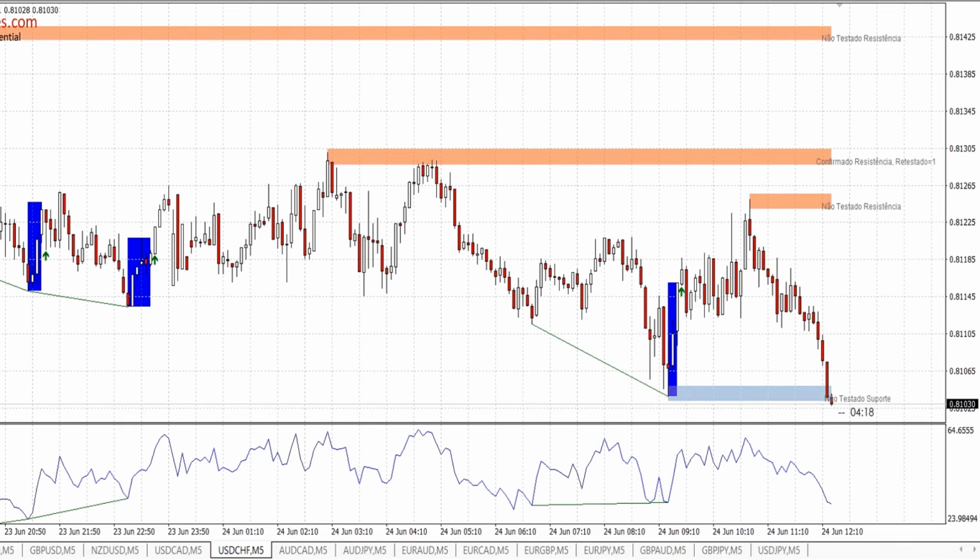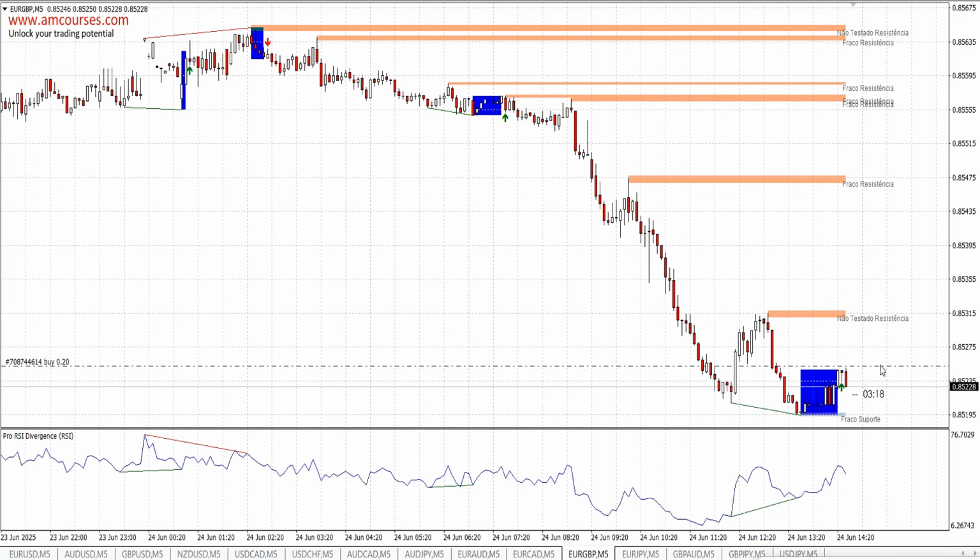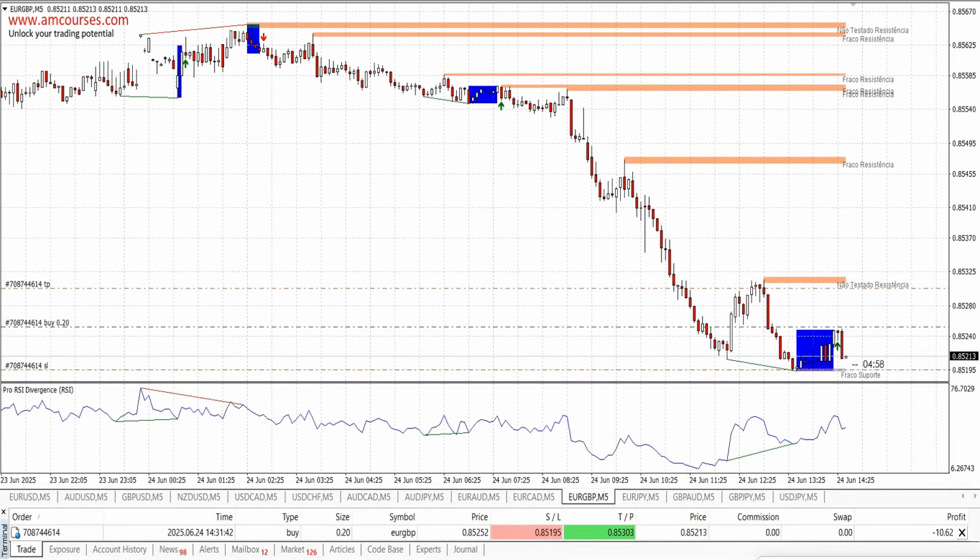Stay tuned, because in the next trade example, you'll see how we turn things around with a winning setup. Let me show you a live buy trade. I took it on EURGBP M5 using the RSI Divergence Signals Indicator, and how this setup came together beautifully. Let's break it down step by step.